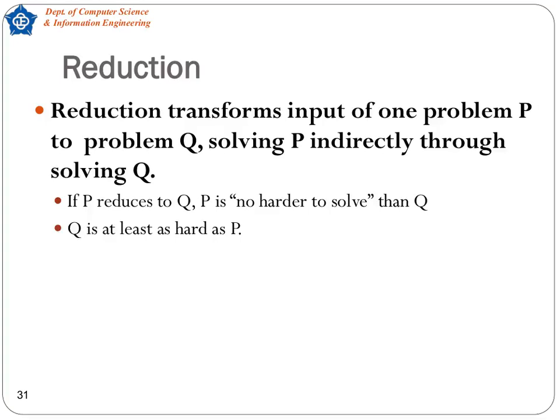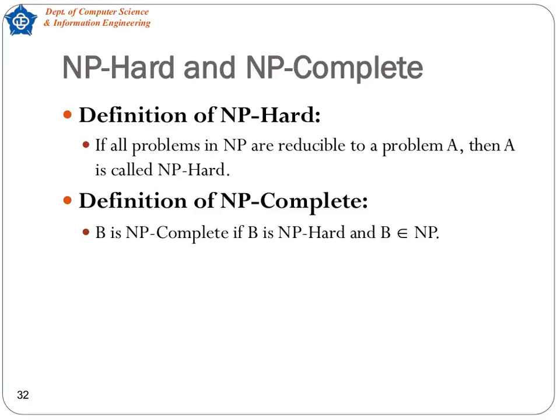Building on our discussion of reductions, let's turn to two key complexity classes: NP-hard and NP-complete. First, we call a problem A NP-hard if every problem in NP can be reduced to A in polynomial time. Put simply, NP-hard problems are at least as tough as the hardest problems in NP.